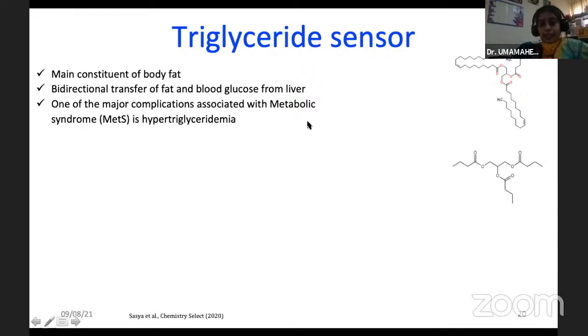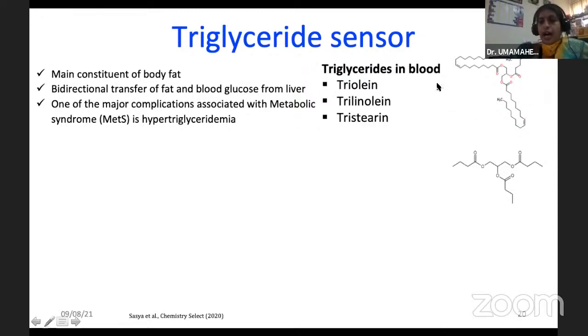The common triglycerides found in our body are the long fatty chain triglycerides. So we have triolein, trilinolein and tristearin. Tristearin is a saturated triglyceride. The other two are the unsaturated triglycerides found in our body.